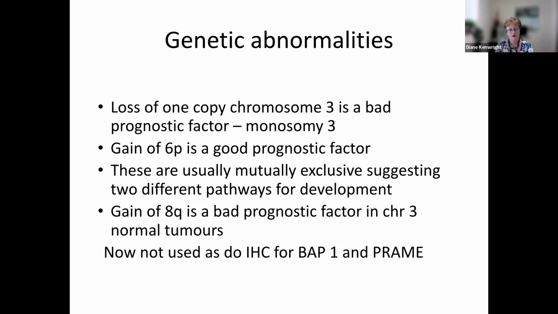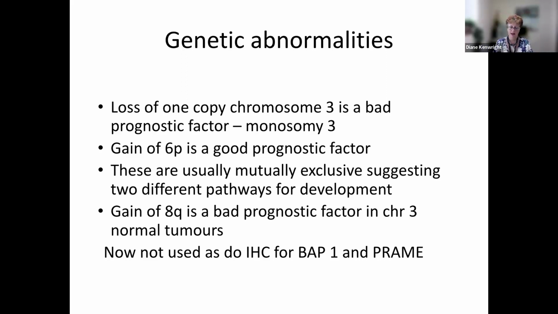Okay. So we used to be really keen on reporting genetic abnormalities, and some labs are. So I'm sure that you've all heard about monosomy 3 being a bad prognostic factor and gain of 6p is a good prognostic factor. And then 8q is a bad prognostic factor in chromosome 3 normal tumors. But Amanda and I don't do karyotype anymore, because that's been replaced by doing immunohistochemistry for BAP1 and PRAME.